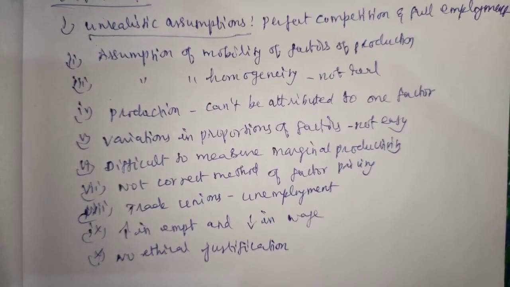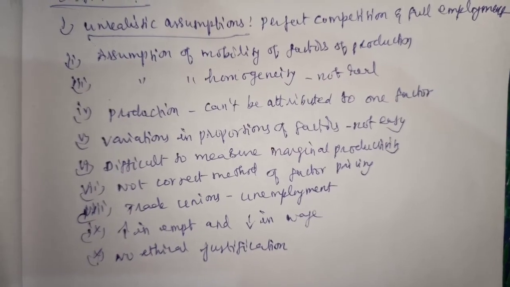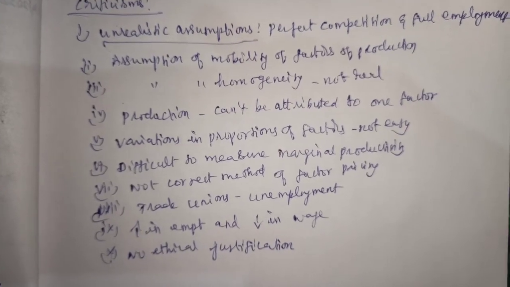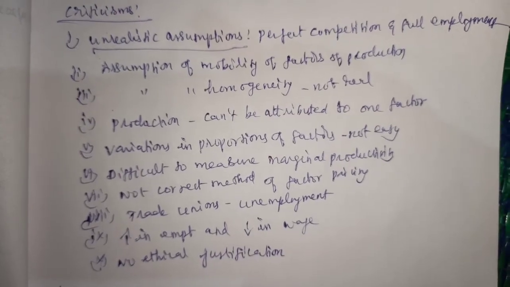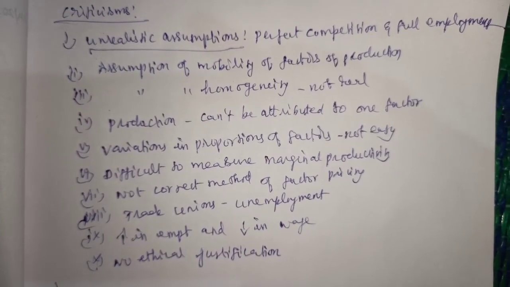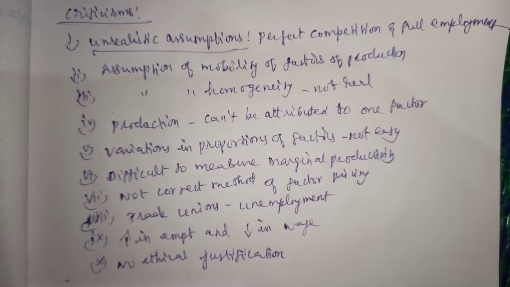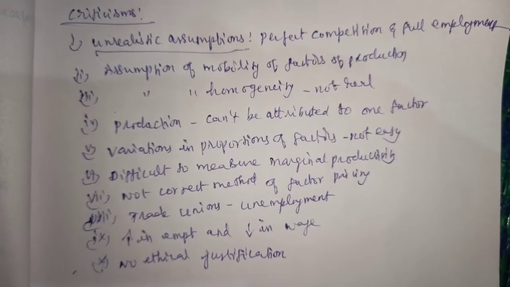And the next one, production cannot be attributed to one factor. That is, in this theory, if one factor is additionally employed, the additional level of output he produces is calculated as marginal product. So this is a wrong concept, as criticized by the economists.